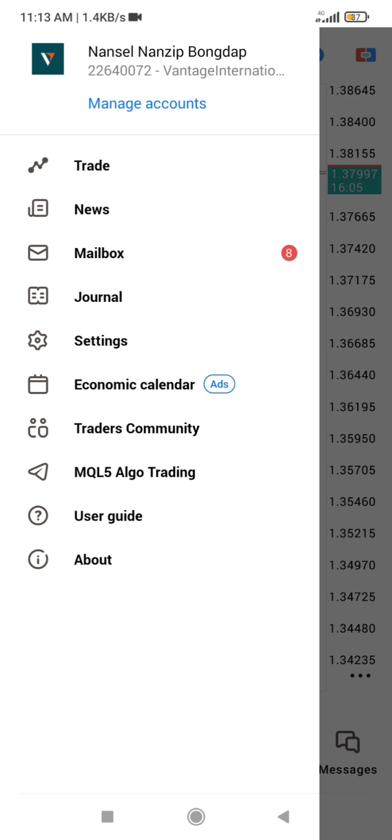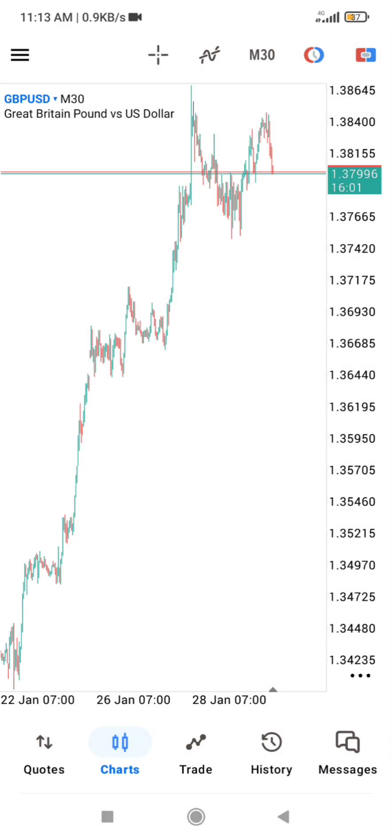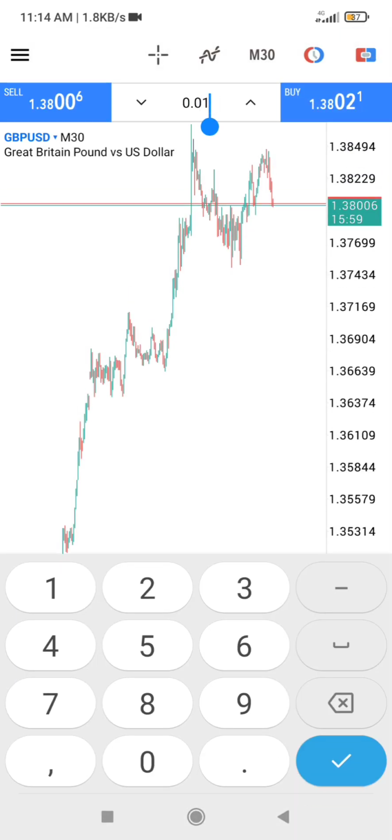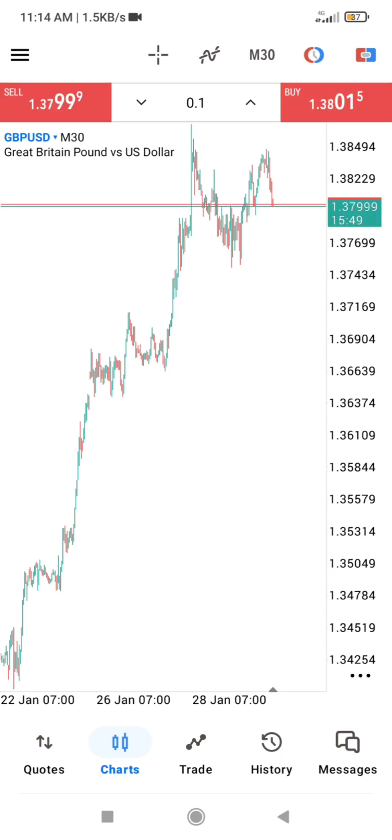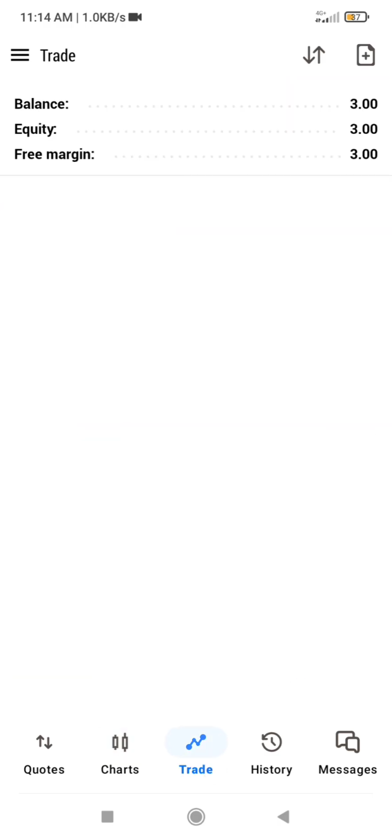So when you link your Vantage account to MT5 and you try to take a trade, let's say I want to enter a sell on GBP USD, and I click on sell, accept the terms of one click. So I click on sell. You see I am getting not enough money, even though when you come to my balance I have $3.